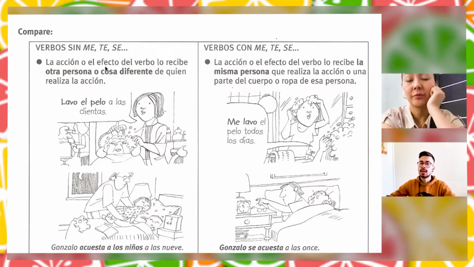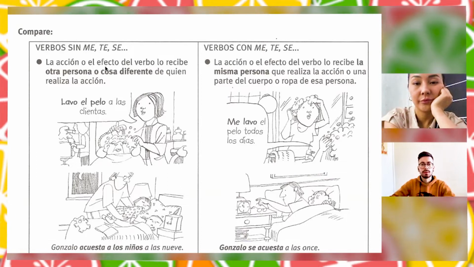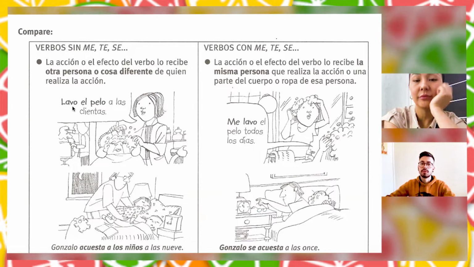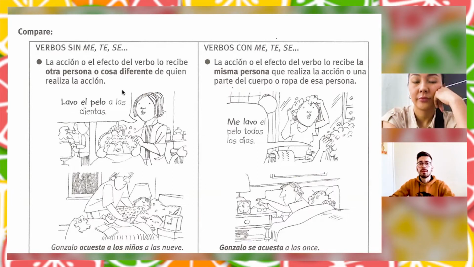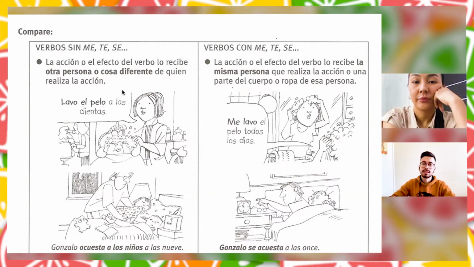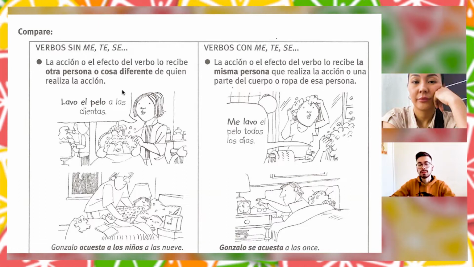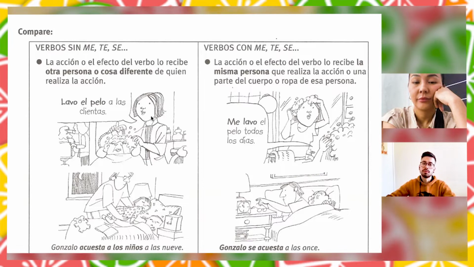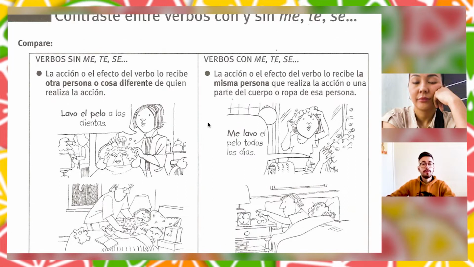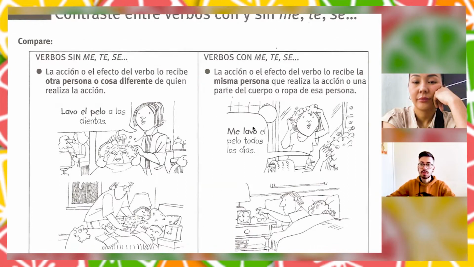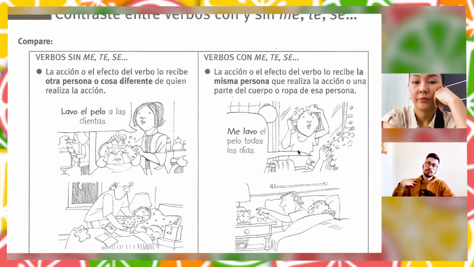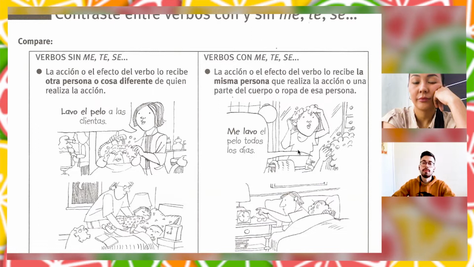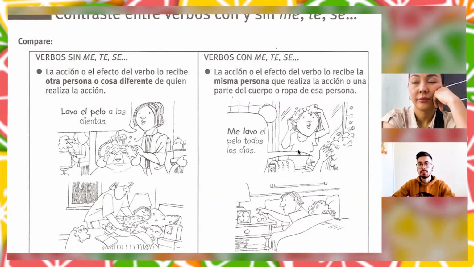So let's start without any pronouns, right? For example, we have the verb lavar, wash. We say, lavo el pelo a las clientes. Yes, I wash the hair of my clients. So she is doing that to another person. And if we use the reflexive verb, the action turns to myself, right? So I'm going to say, me lavo el pelo todos los días.